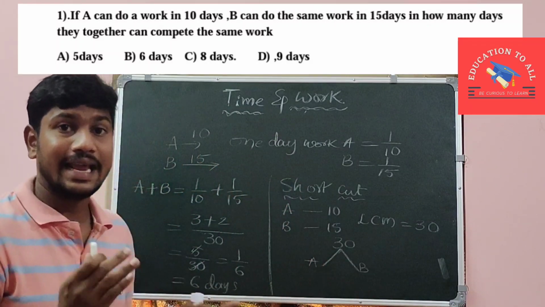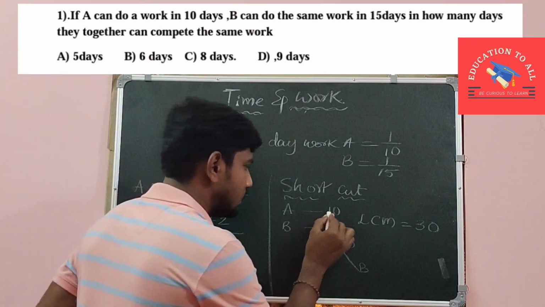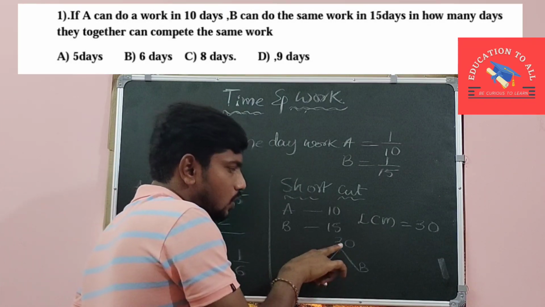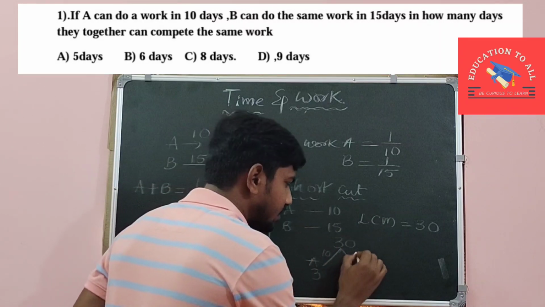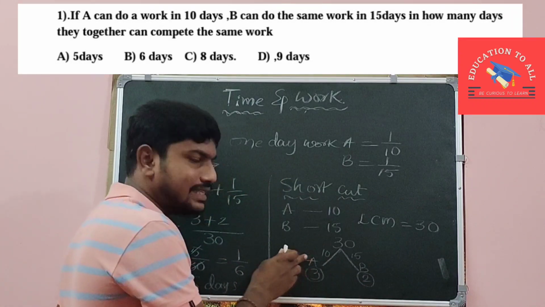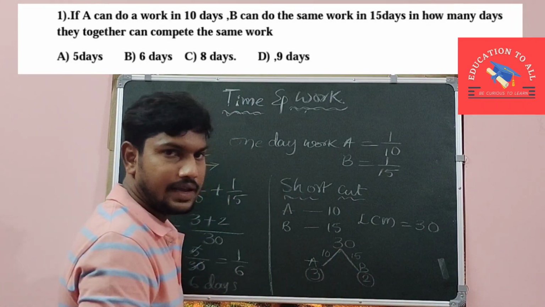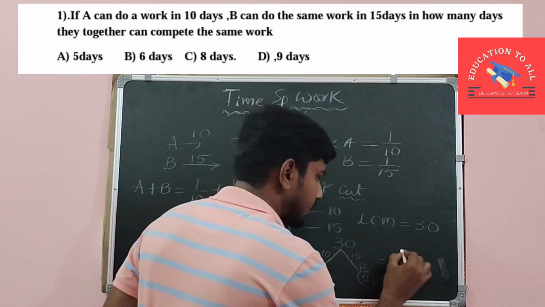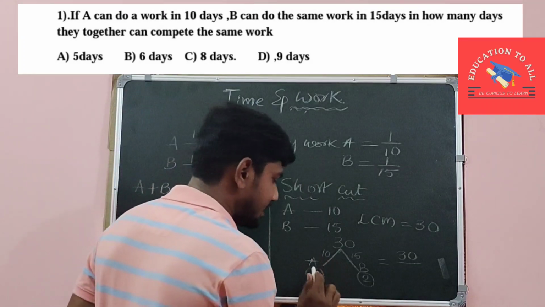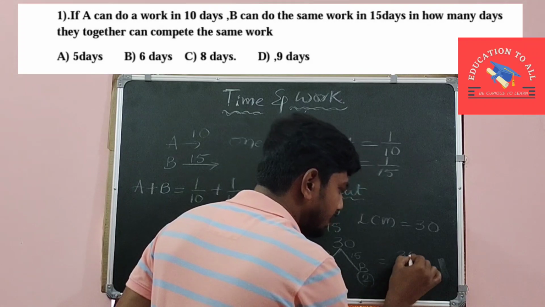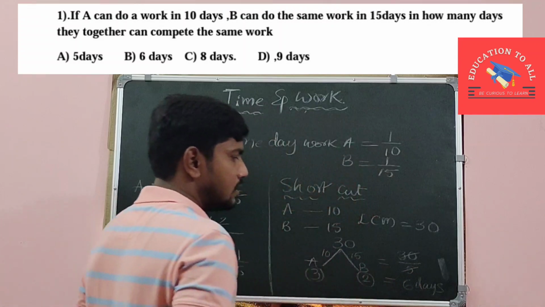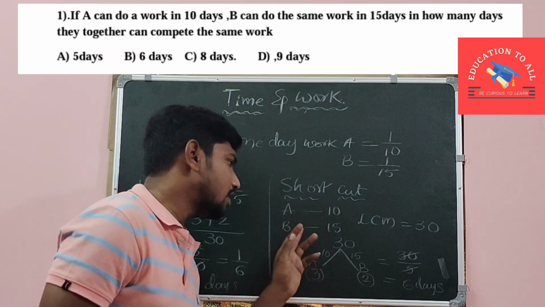What I am trying to find is the efficiency of A and B. So 30 divided by 10 gives 3 parts. 30 divided by 15 gives 2. Here we got 3 and 2. 3 is the efficiency of A, 2 is the efficiency of B. Our requirement is A plus B together, how many days? So the addition of 3 plus 2 is 5. Then 30 divided by 5 is 6 days. So they can complete in 6 days. This is how we can apply the short method.